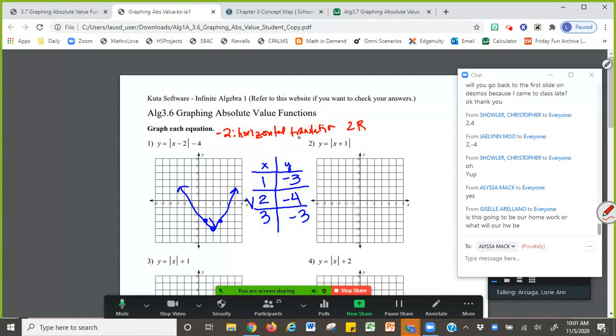Yes, honey, only this page. This paper. Yeah, there's 2 pages.